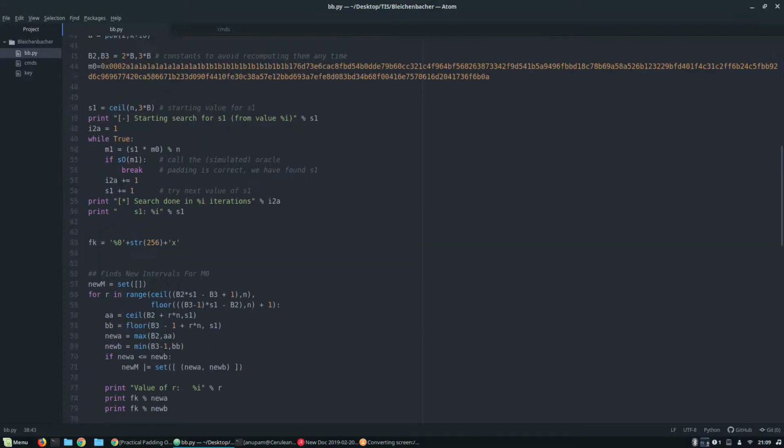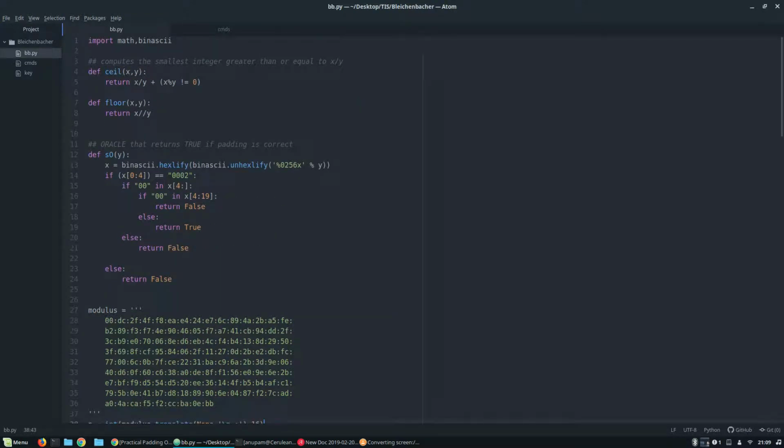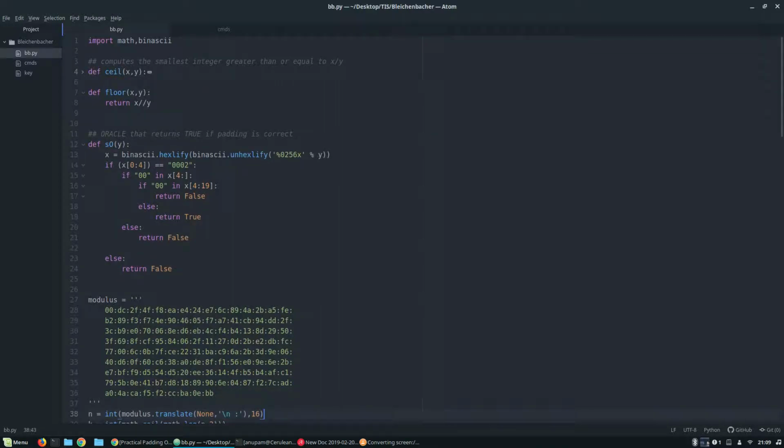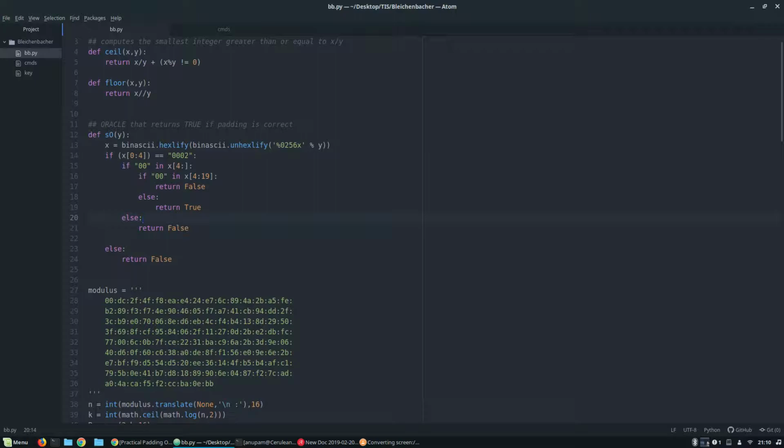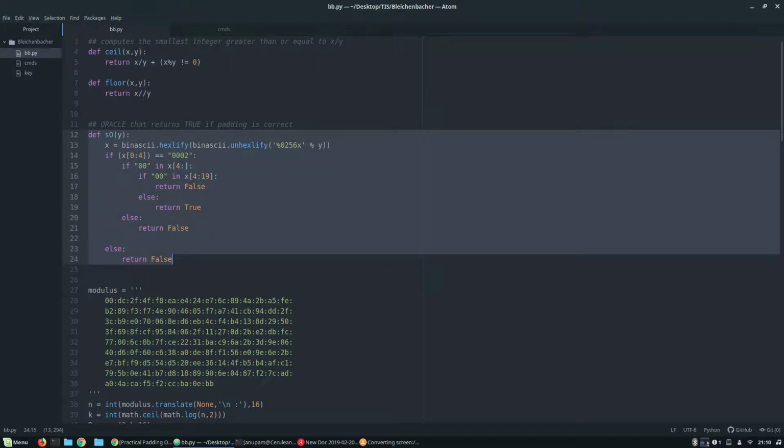Now let's move on with the code part. This is the Python code where we have a ceiling and a floor function that basically round off the fraction into the upper integer and the lower integer in case of floor. Then we have written an oracle which is based on the padding scheme we have here, PKCS number 1 version 1.5.